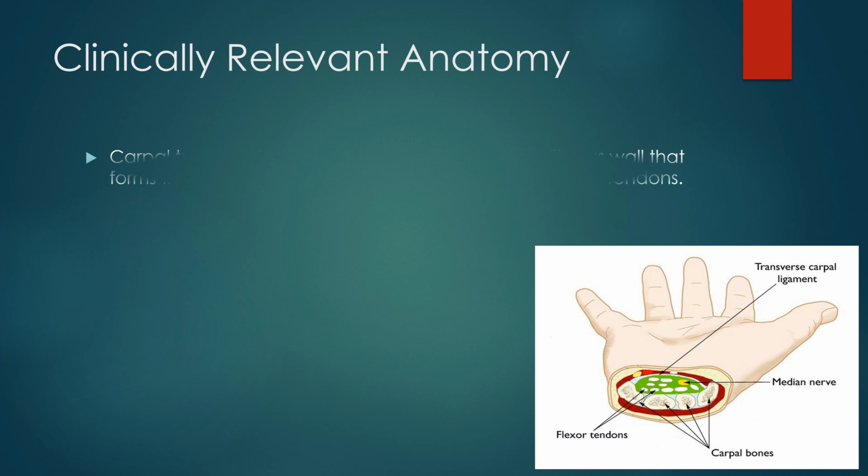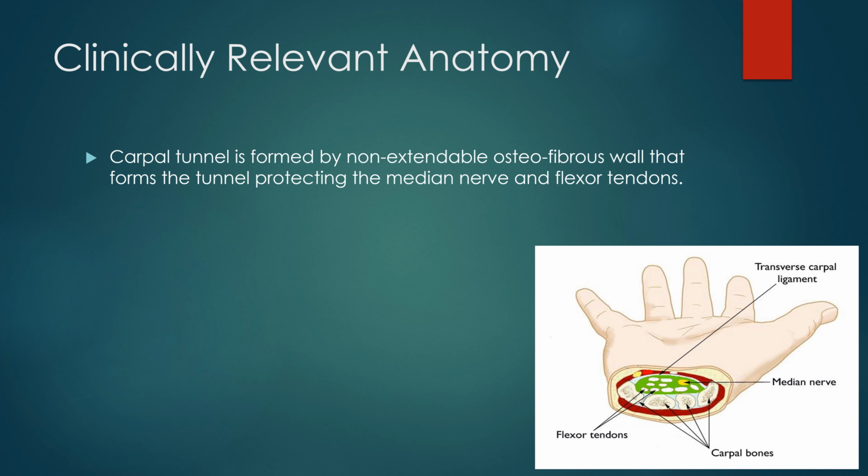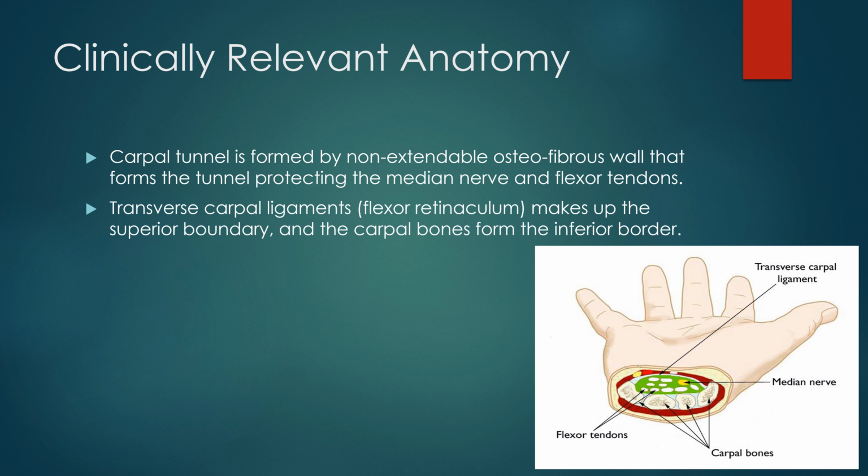Clinically relevant anatomy. The carpal tunnel is formed by a non-extendable osteofibrous wall that forms the tunnel protecting the median nerve and flexor tendons. The transverse carpal ligament, or flexor retinaculum, makes up the superior boundary and the carpal bones form the inferior border.